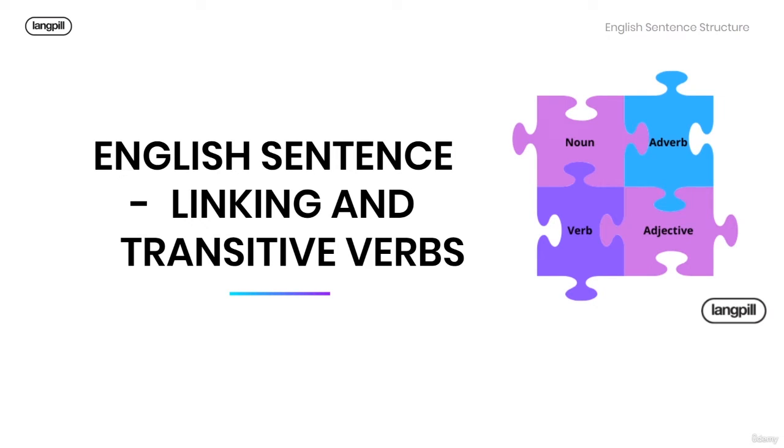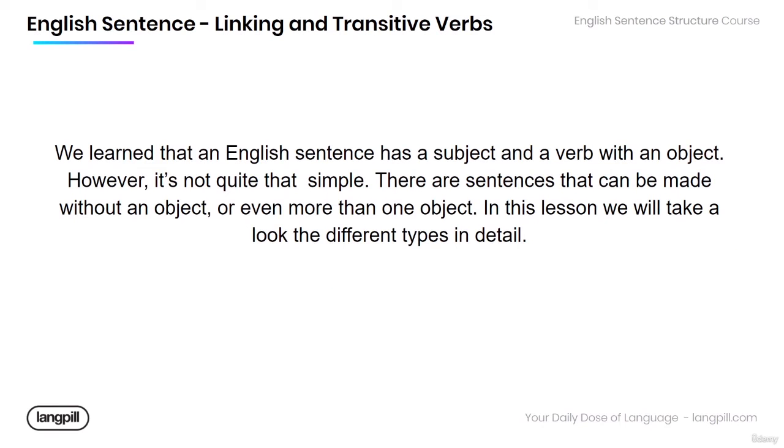In this lesson, we'll take a look at linking and transitive verbs so that we can better understand the object of our sentence. So we learned, right, that an English sentence has a subject, a verb, and then an object. Now, I wish it was that easy, but it's not quite that simple, okay?